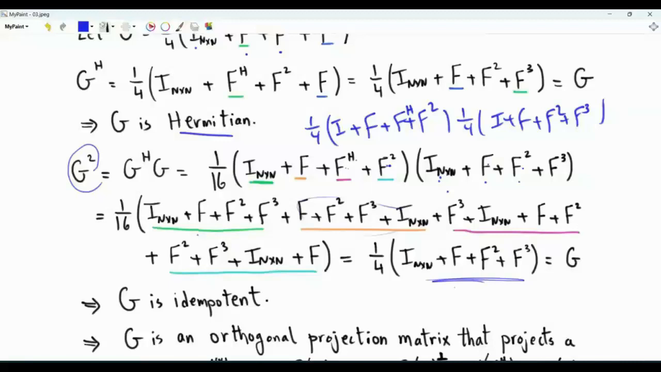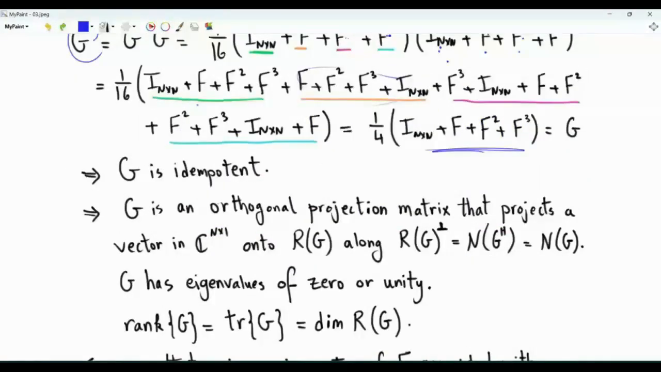G is an idempotent matrix. G is a projector or a projection matrix, and because it is Hermitian, it is specifically an orthogonal projection matrix that takes a vector in the n-dimensional complex space and projects it orthogonally onto its range or column space. Note that G is idempotent, so its eigenvalues satisfy the equation that lambda squared is equal to lambda. The eigenvalues of G are either 0 or 1. The rank of G, which is the dimension of its column space or range, is the trace of G.